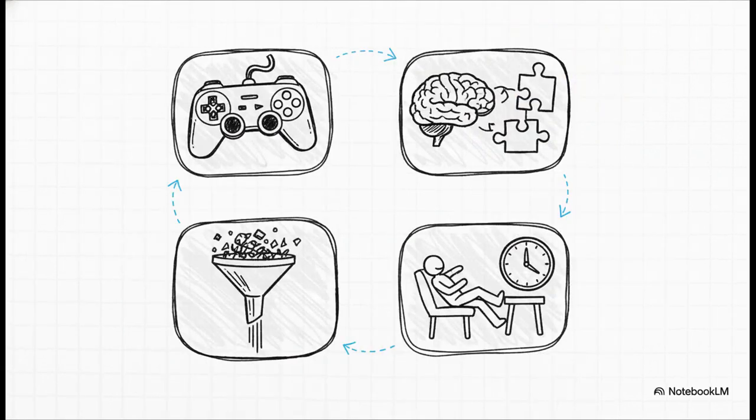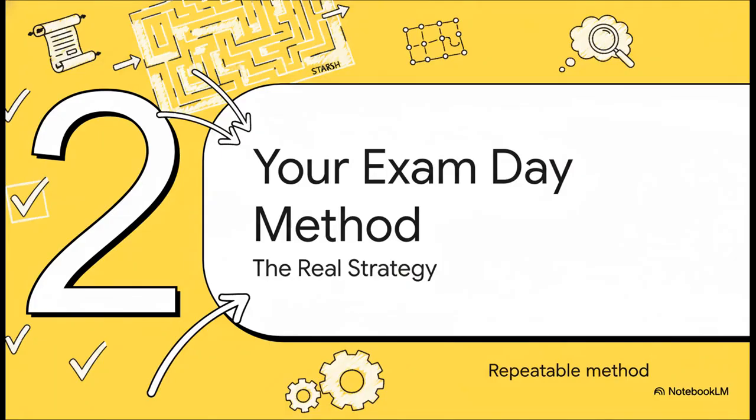So the goals here are pretty simple, but they're really powerful. First, treat your practice like a race or a game. It just keeps you engaged. Second, you're training your brain to spot those recurring patterns and filter out all the noise. And finally, you're conditioning yourself so that when you sit down for the real 55 minutes, it feels surprisingly calm and manageable. Okay, so that's the workout, that's your training.